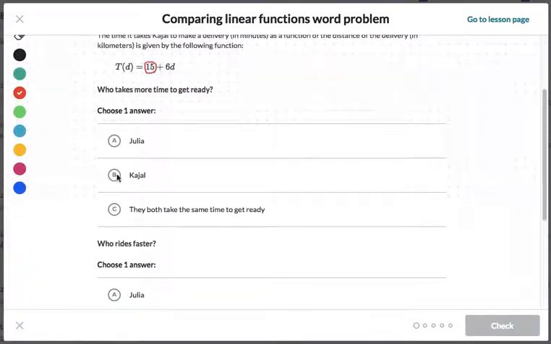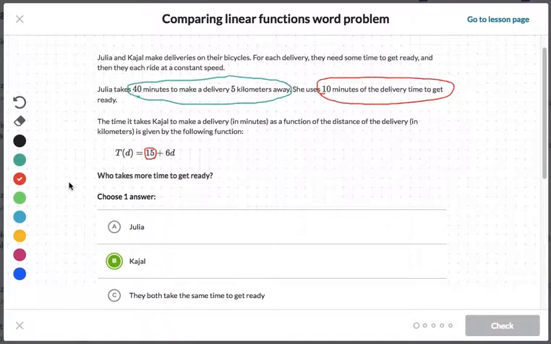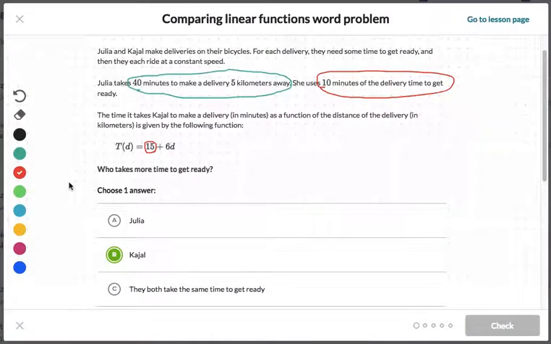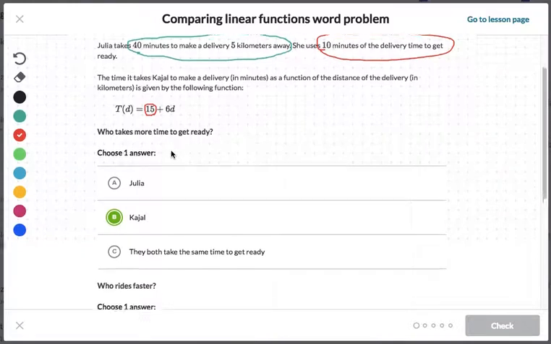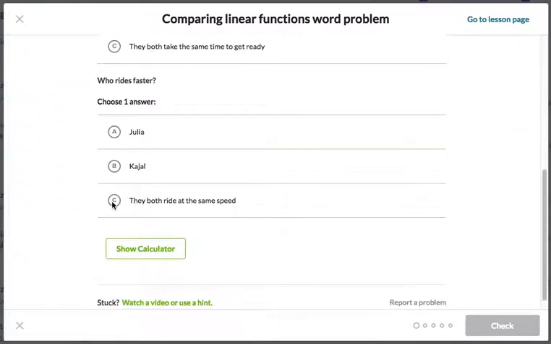Okay, so the second part here is who rides faster. So again, we were talking about the slope. In both of them, we first discussed that we had to subtract this 10 minutes from the 40 minutes, and that gave us 30 minutes. 30 divided by 5 is, of course, 6. And we can see in our equation here, Kajal also takes 6 minutes per kilometer. Okay, so they both ride at the same speed.